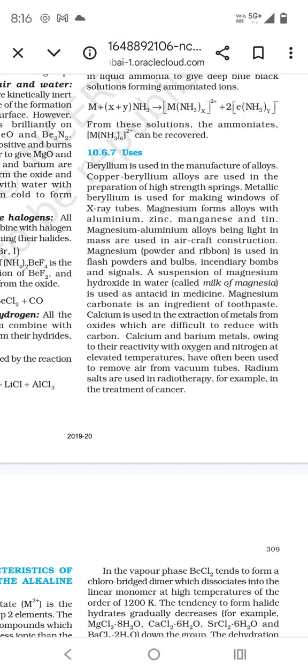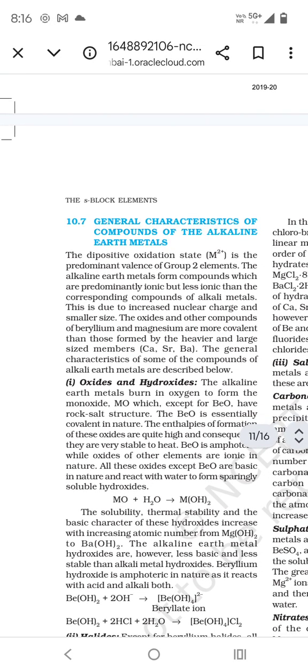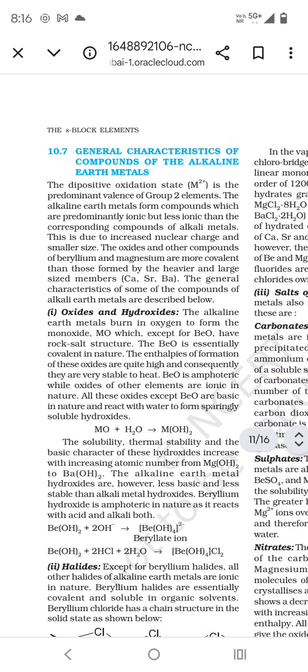Magnesium is used in flash powders and bulbs, in incendiary bombs and signals. A suspension of magnesium hydroxide in water is called milk of magnesia. It is used as an antacid in medicine.